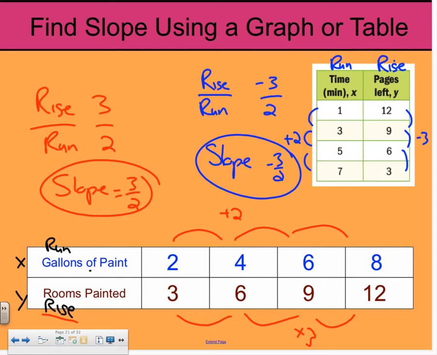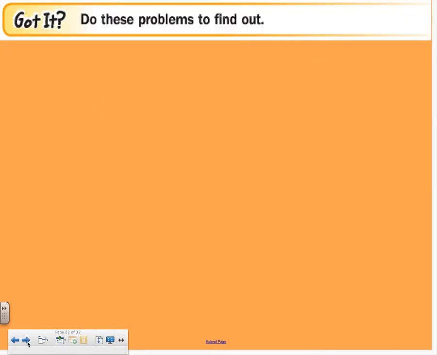In this one over here, my slope was negative 3/2. How are those lines going to look different on a graph? What do you think, Madison? Okay. This one is positive, right? So it's going to look like it's going uphill. This one's negative, so it's going to look like it's going downhill. All right, very good job.